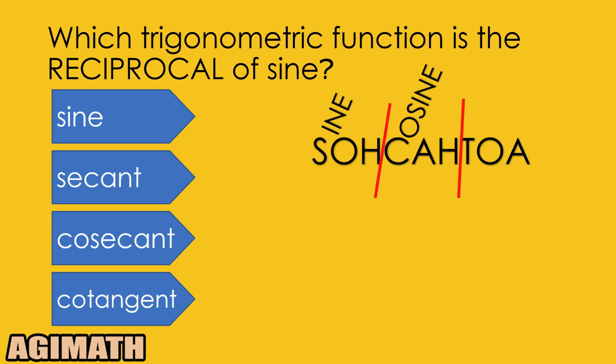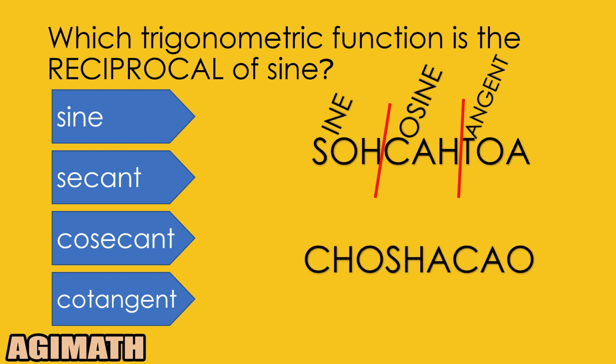And then for the next one, we have TOA. The T stands for tangent. To get the tangent of an angle, that is just opposite over adjacent. So again, remember, these are the three main ratios or functions. Now, if we have SOHCAHTOA, we also have its reciprocal version, which stands for the three remaining ratios.